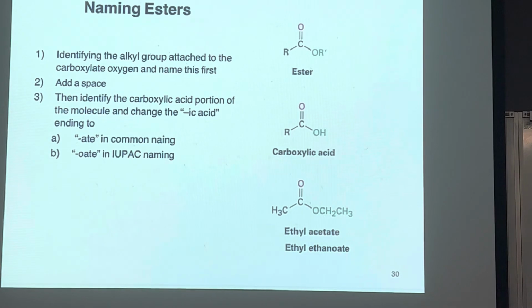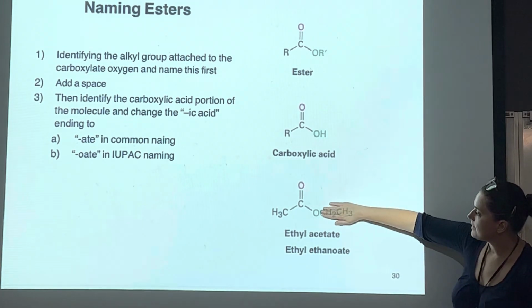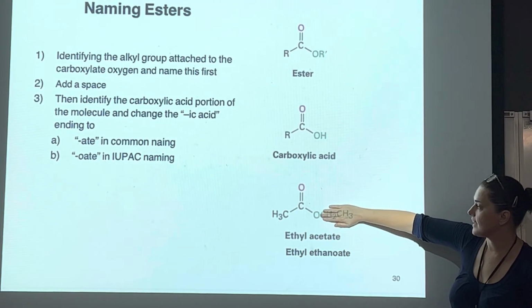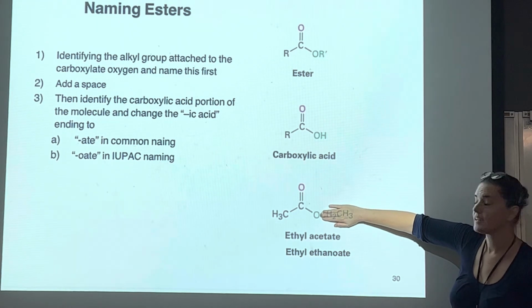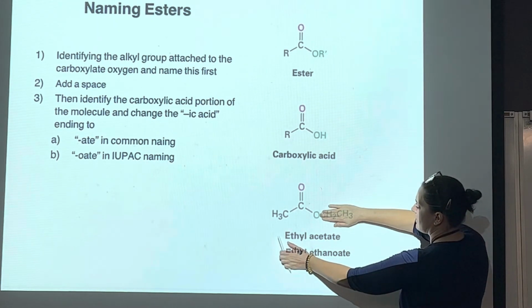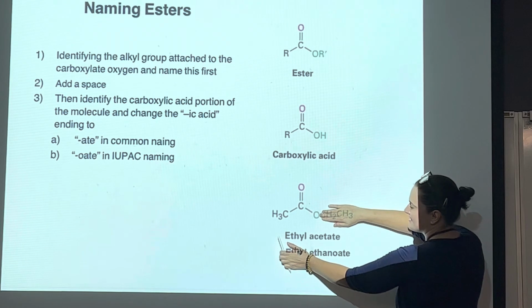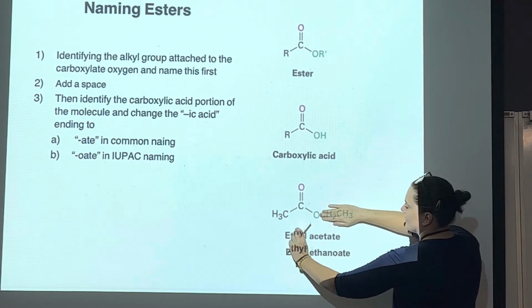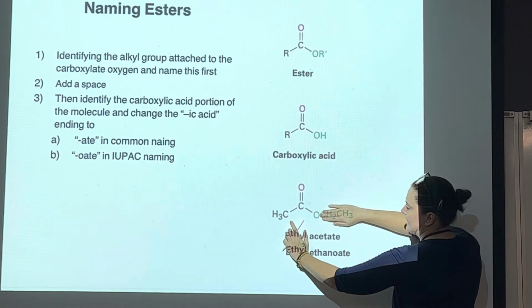If we had this like this and there was a hydrogen here, for IUPAC it would be ethanoic acid, and if it was common nomenclature, it would be acetic acid. So we're taking the -ic acid off the end and putting for common the -ate and for IUPAC -oate. Okie dokie smokies.